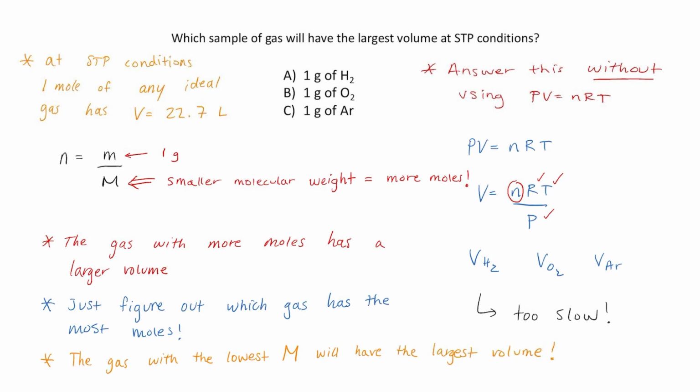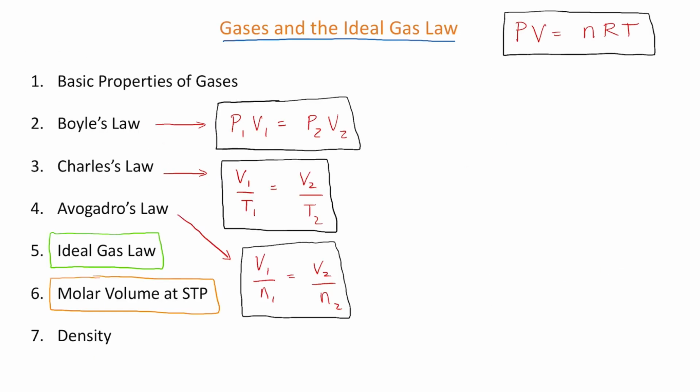So which of these gases has the smallest molecular weight? The answer is hydrogen. And that's why hydrogen will have the largest volume at STP conditions. And of course, I challenge you to use the ideal gas law to prove if hydrogen really would have the largest volume. The second application of the ideal gas law is that we can determine the density of a gas.